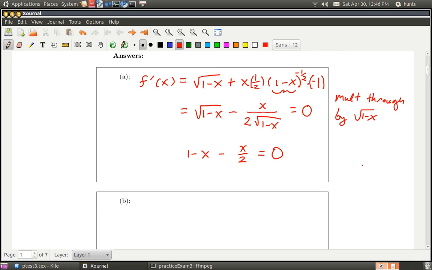Alright, and so now what? This is 1 equals, now let's just move both of these things over to the other side, and that gives me 1 is equal to 3x over 2. Alright, and so what does that mean? That means x is equal to 2/3. Okay, so great. And that's the only critical number of this form.